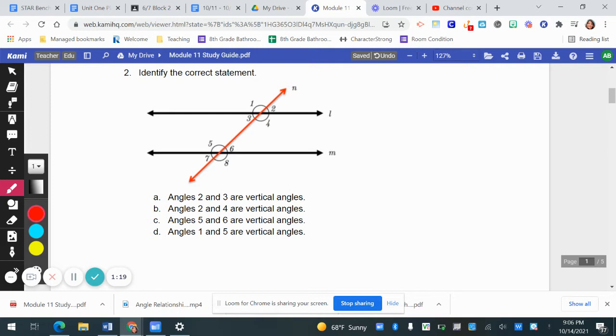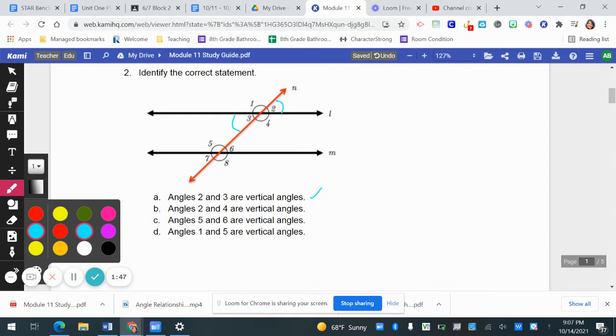Okay, for number 2, it said identify the correct statement. So we're going to go ahead and look at all of these angles and see which ones are correct. It's asking for vertical angles. So it says 2 and 3, here's 2 and here's 3, are vertical angles. That is correct. But let me just double check the rest of my work. So 2 and 3 are vertical angles.